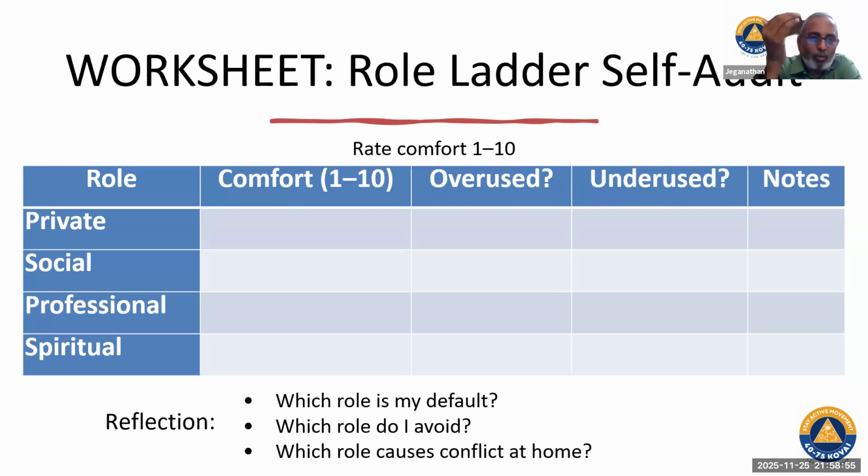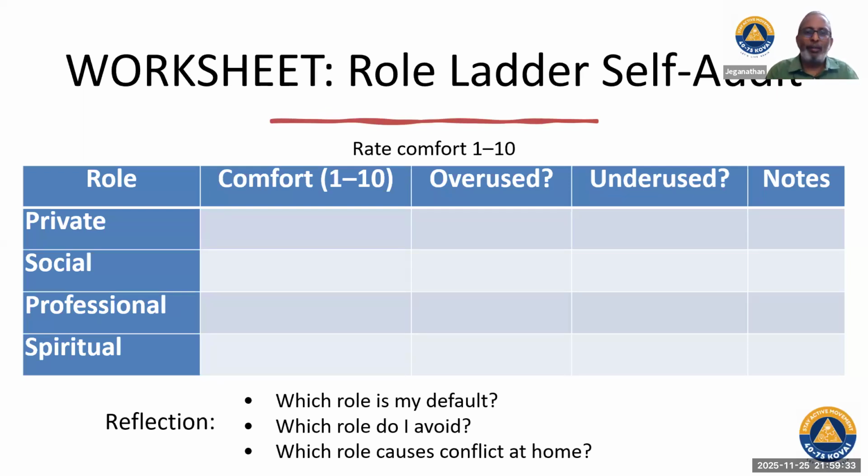Once you have written down your comfort level, then you need to tick whether you're overused or underused. So first you write down your comfort level on a scale of 1 to 10. And the next part will be whether you're overusing it or you have underused. Simple. And when you say notes, it means your thought process, what you want to do next, what you want to change within yourself, or what you want to discuss with your family members. All these things can be brought into the notes area.